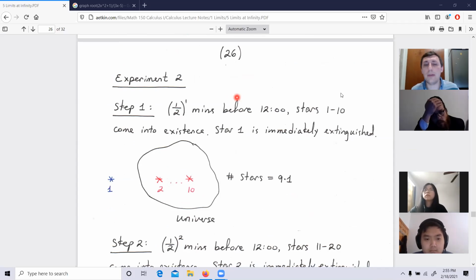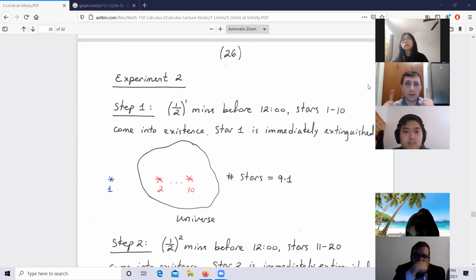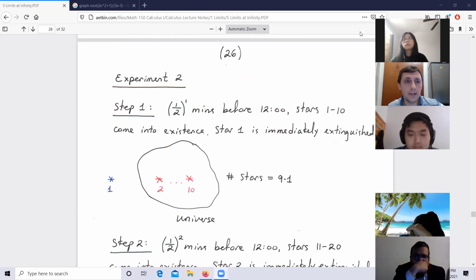Experiment 2. Look what happens, guys. Exactly the same thing. 1/2 minutes before 12, stars 1 through 10 appear in my universe, but star 1 immediately expires. You understand? Before, in previous experiments, star 10 immediately expired. How many stars do I have at 1/2 minutes before 12? 9. Thank you. You have 9.